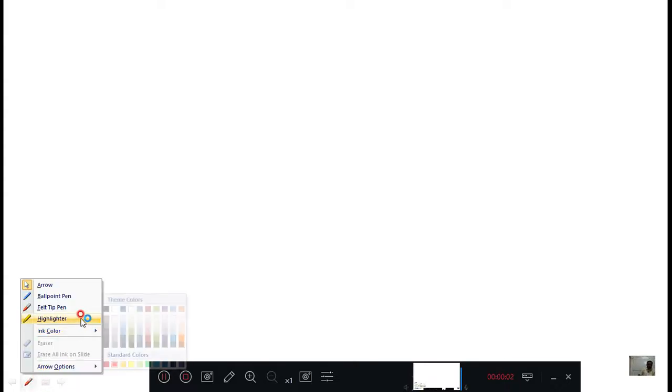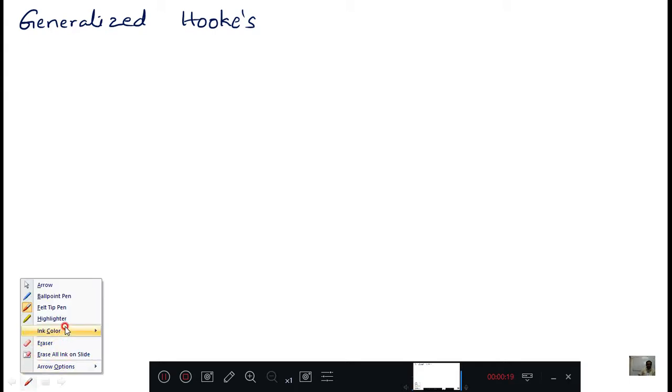Welcome back, dear students. Today we will learn about generalized Hooke's law. Before understanding generalized Hooke's law, we will understand what Hooke's law is. This is already taught.